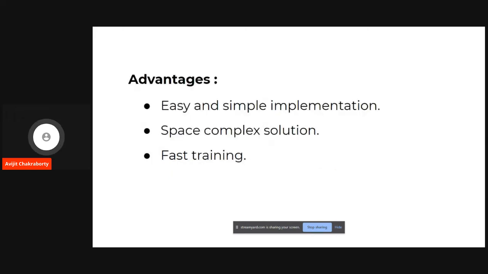Next up are the advantages of the linear regression model. Yes, it's an easy and simple implementation, because linear regression is something we all study in high school. It is also a space-efficient solution and gives faster training, because you're working with numbers. Hence, it's faster training.